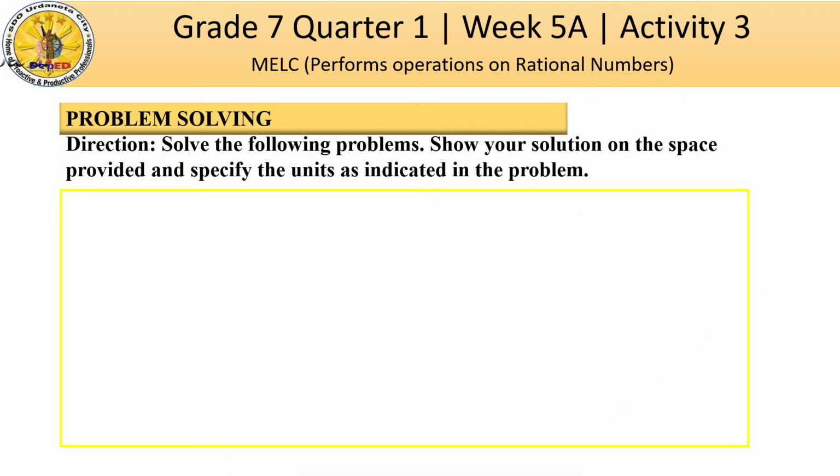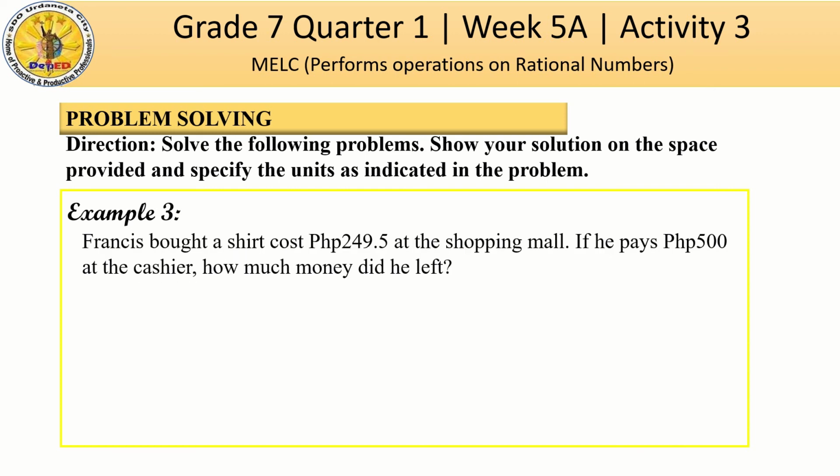Another problem solving. So here is the problem. Francis bought a shirt cost 249 and 5 pesos at the shopping mall. If he pays 500 pesos at the cashier, how much money did he left? Here is the solution. Okay, so 500 minus 249 and 5 tenths. And that's how we read it in decimal.